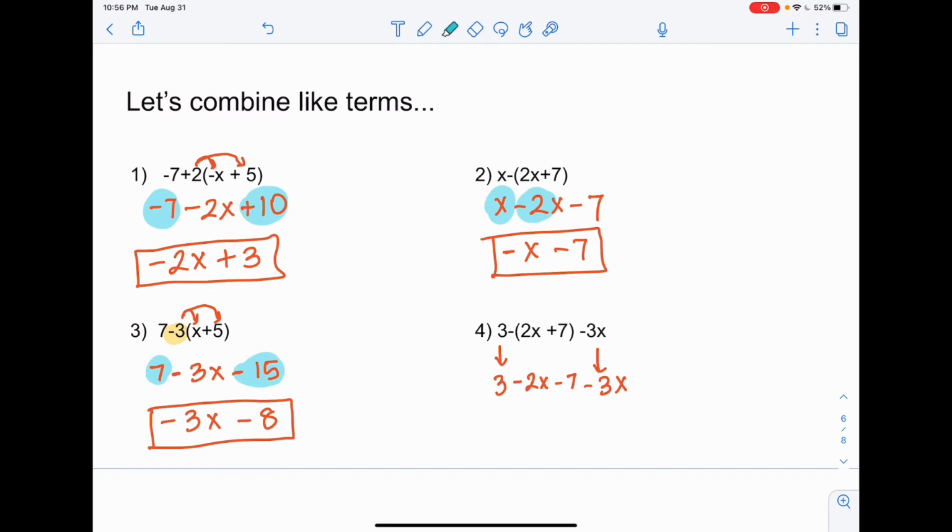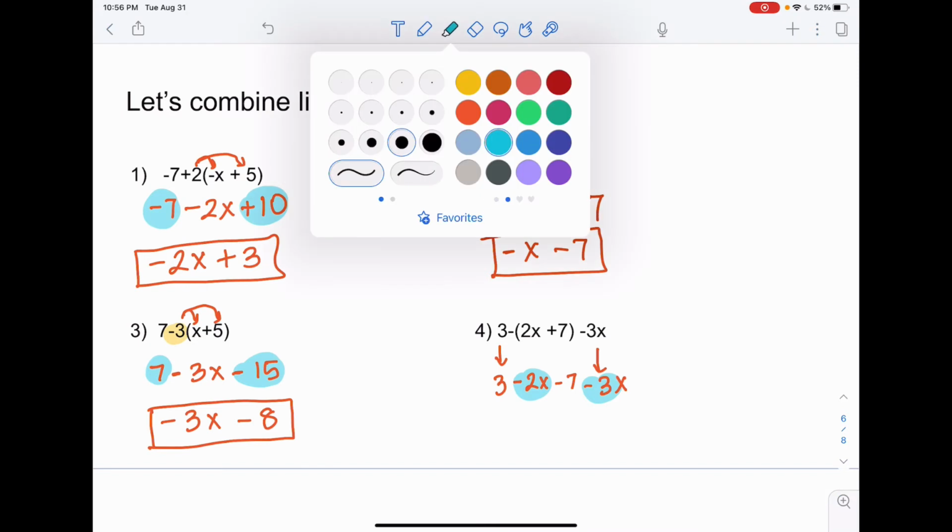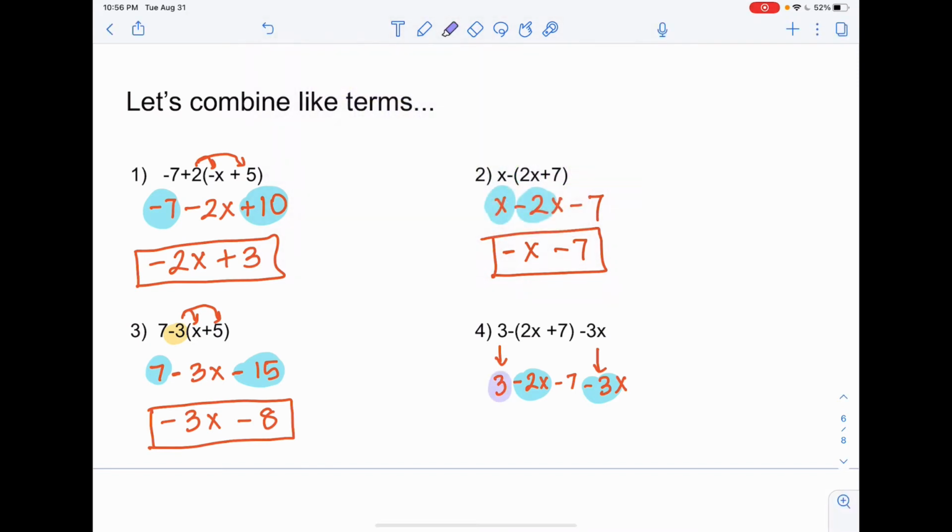Then let's combine like terms. We have negative 3x and we have negative 2x. Also, we have constants 3 and negative 7. Let's combine them. If we combine negative 2x and negative 3x, we will have negative 5x. If we combine 3 and negative 7, which is adding integers, we will get negative 4. Okay, well done. Let's move on.